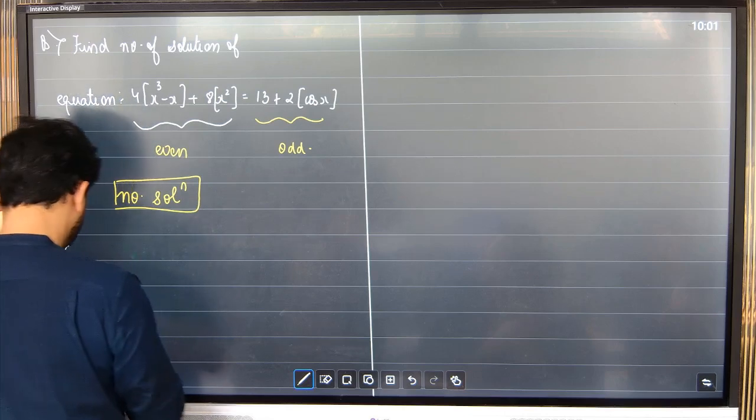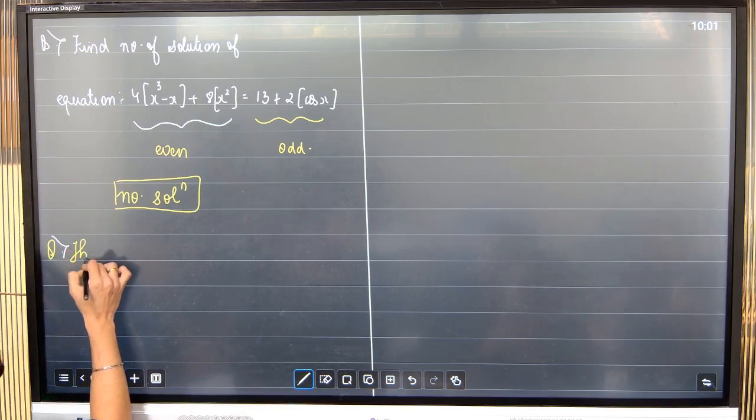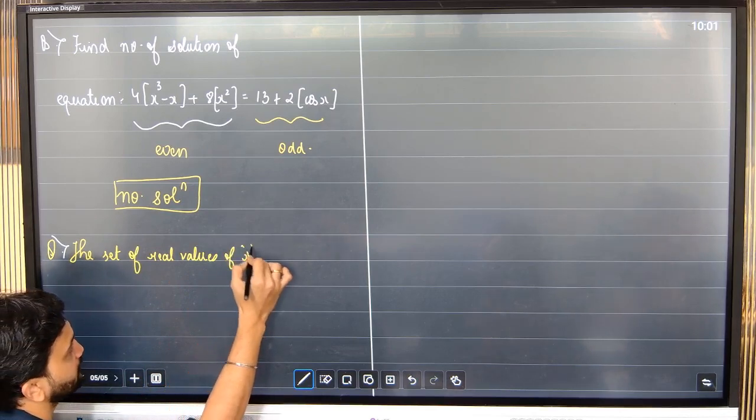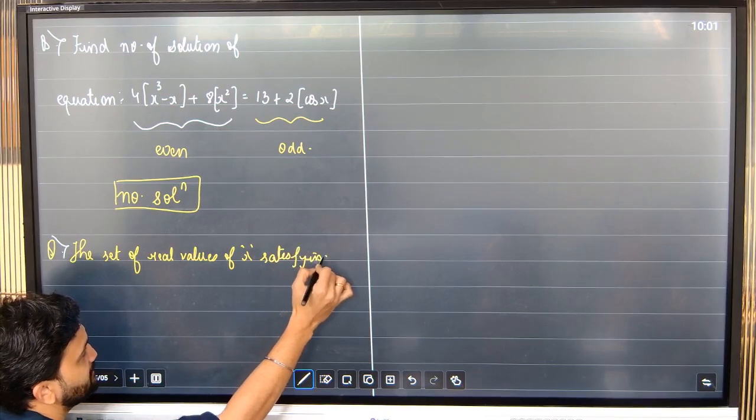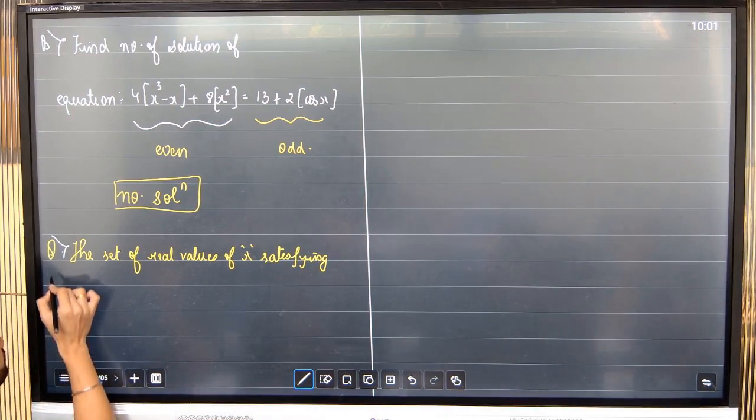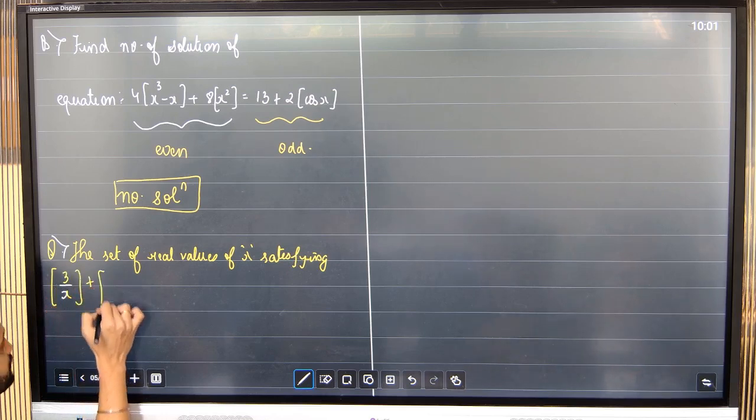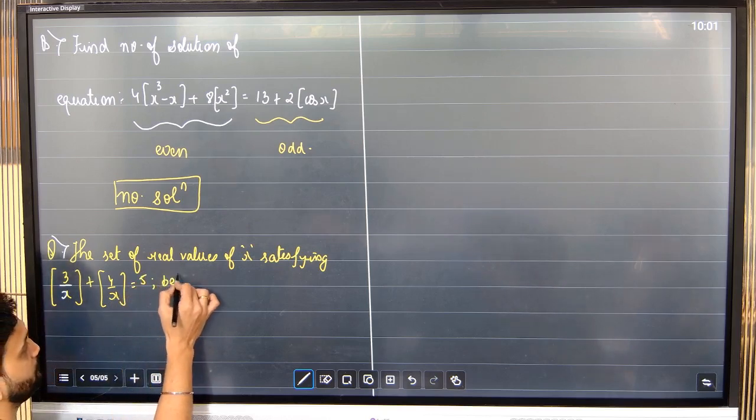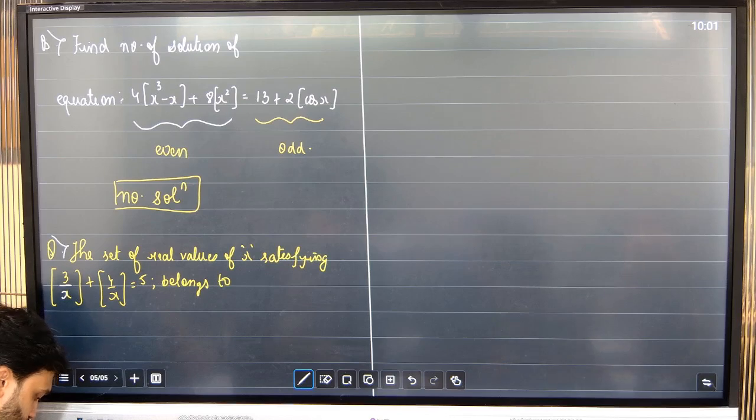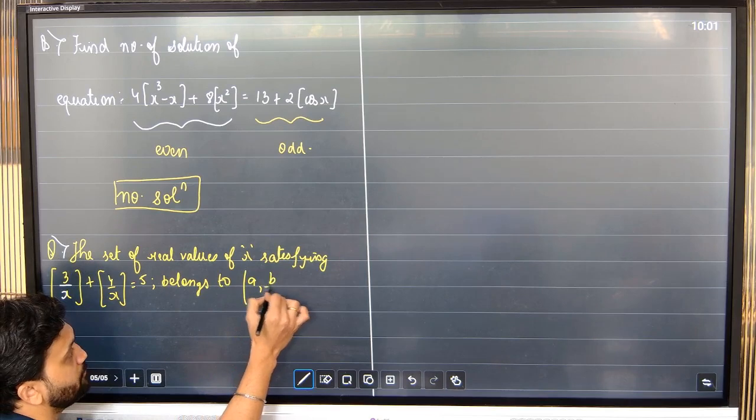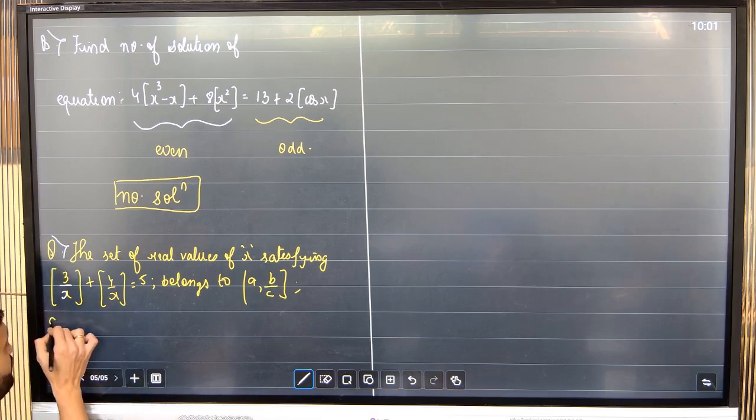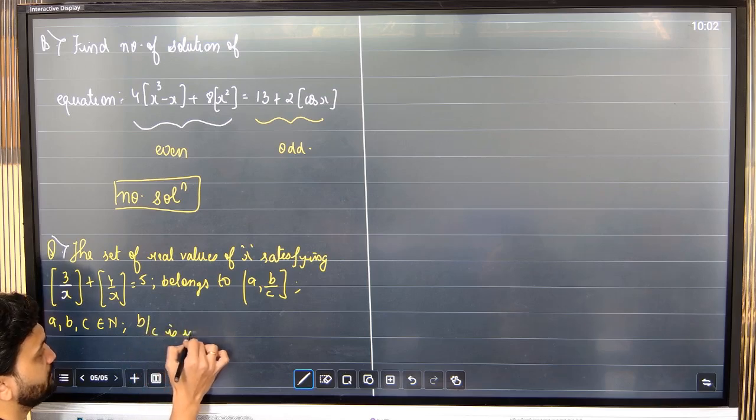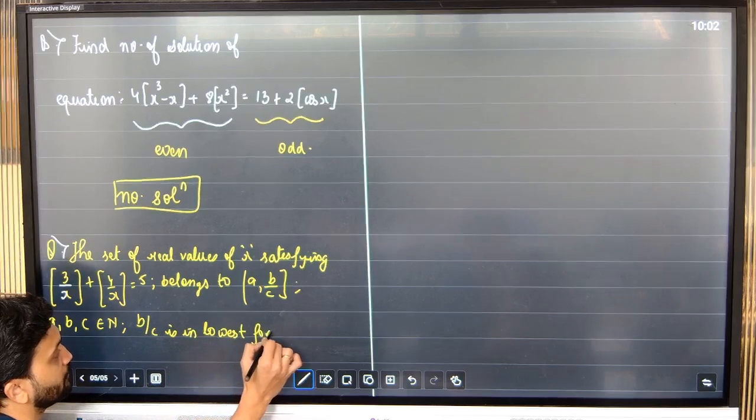Now, a very important question. The set of real values of x satisfying greatest integer function of 3 by x plus greatest integer function of 4 by x is equal to 5 belongs to the interval round bracket a comma bc square bracket, where a, b, c belong to natural numbers, and b comma c is in the lowest form.